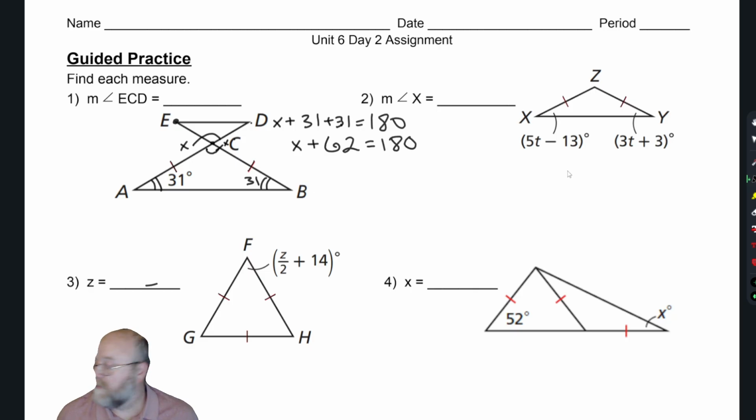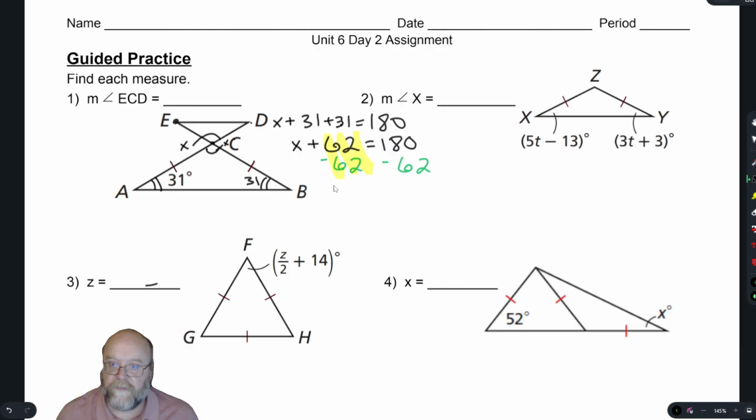What's x? How would I possibly know that? We'll subtract 62 from both sides. And that gets rid of that guy. And we're left with x is equal to, that's a good sign. Come over here, 108.